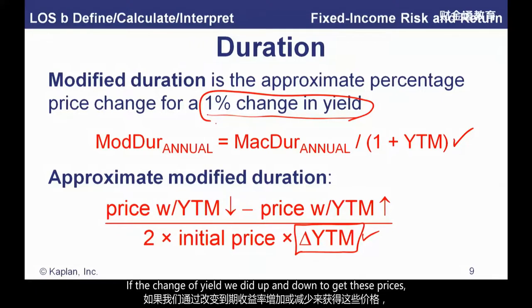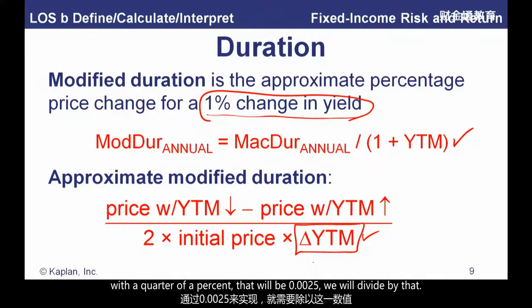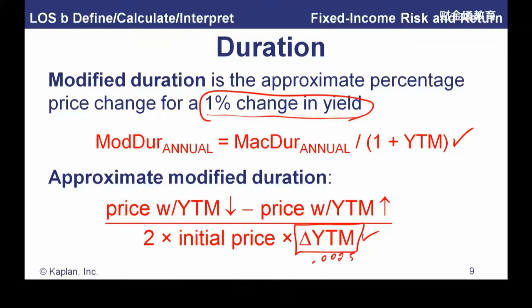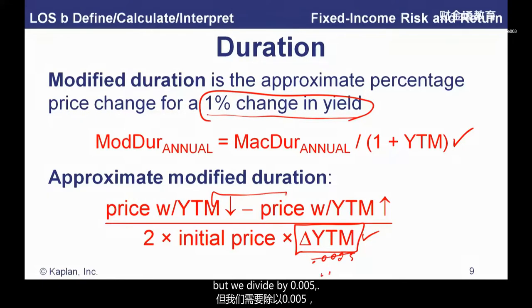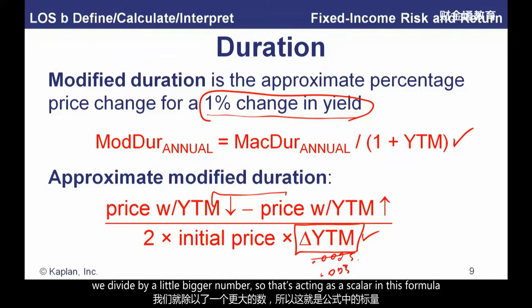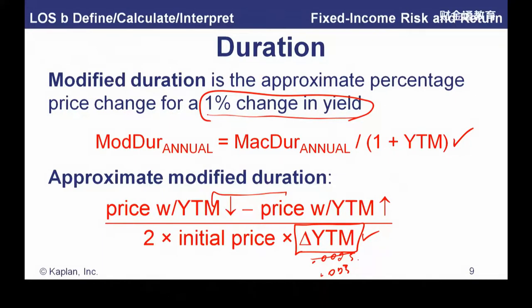So if the change in yield we did up and down to get these prices was a quarter of a percent, that would be 0.0025. We would divide by that. If we did a half a percent change, we'd get a bigger difference up here, but we'd divide by 0.005, we'd divide by a little bigger number, so that's what I mean. That's acting as a scalar in this formula.